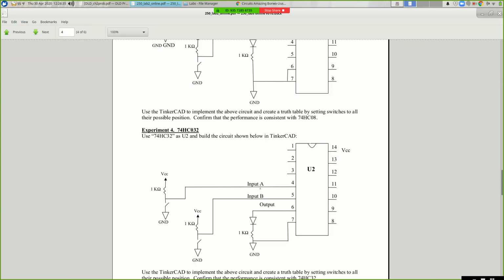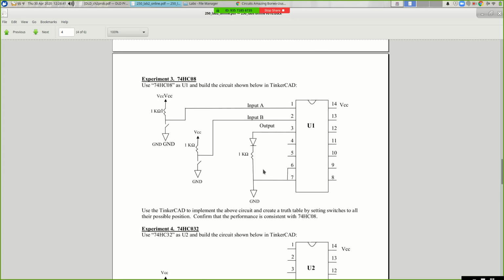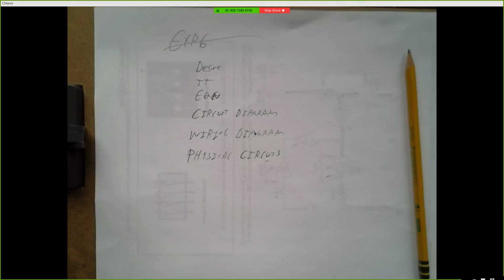There we go. These things that you're seeing here, these are wiring diagrams. This is sort of the last output of the design process before you actually build. But that's not what you're looking for in Experiment 6 of Lab 2. You're looking for something more like this.